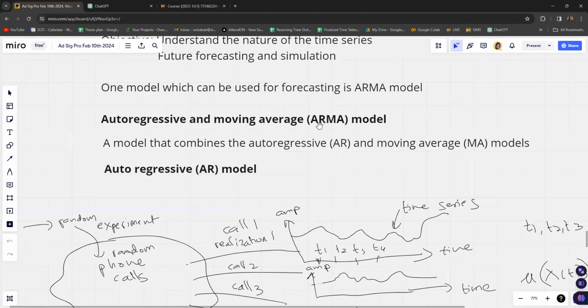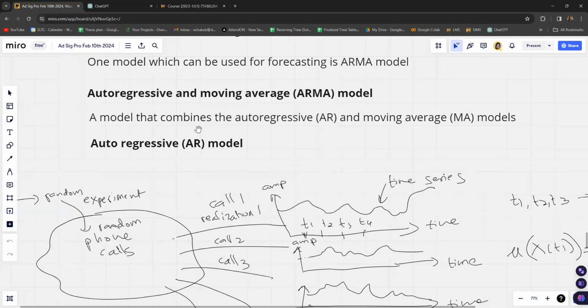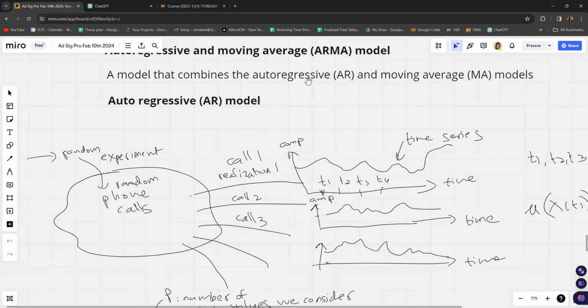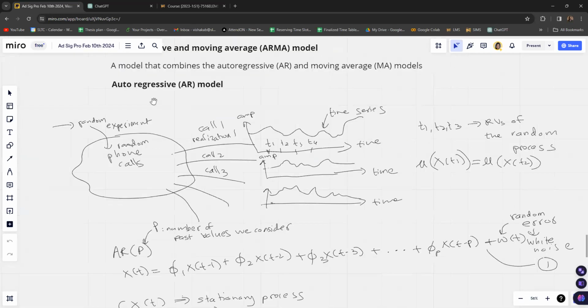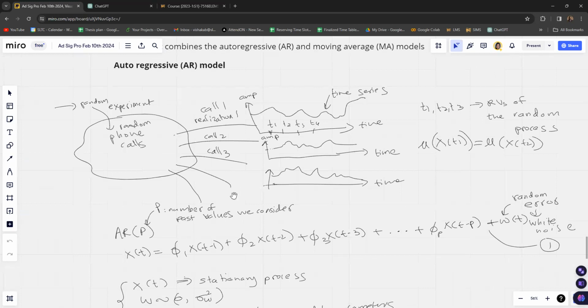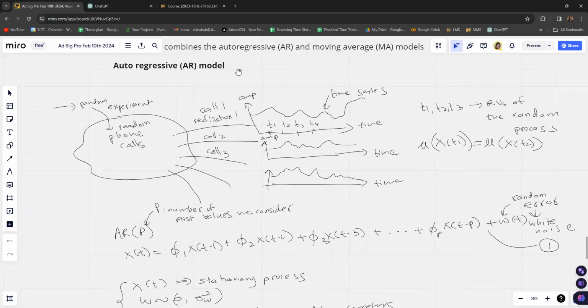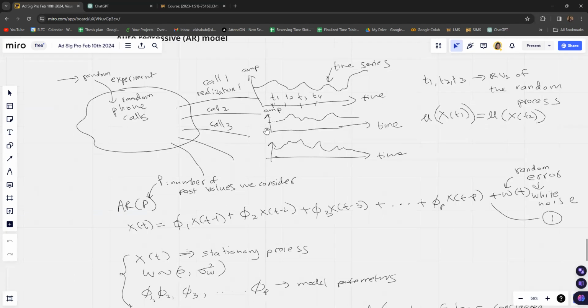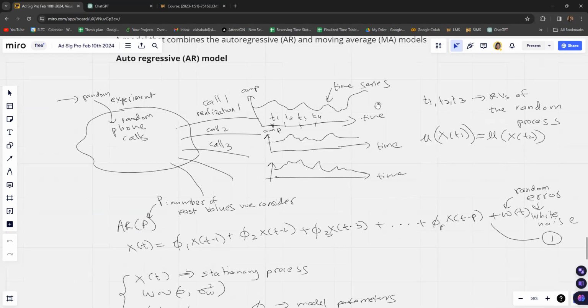One such model is the ARMA model. The ARMA model is known as the autoregressive and moving average model. This model combines the effects of two other models, the autoregressive model and the moving average model. First we discussed the autoregressive model. I first used the concept of random processes to explain the autoregressive model. The autoregressive model is used to model the time series signal, right?